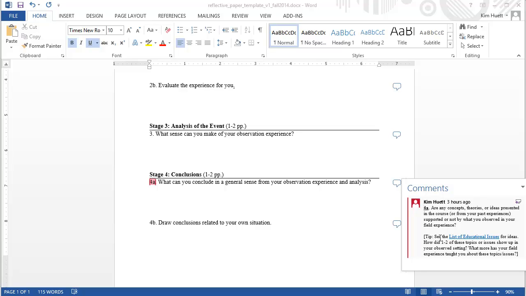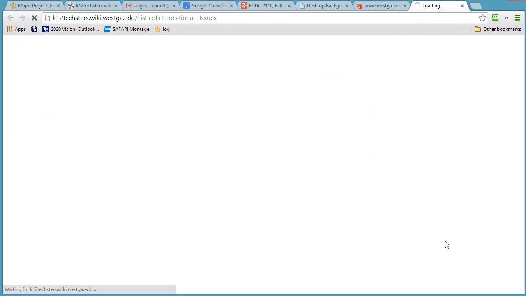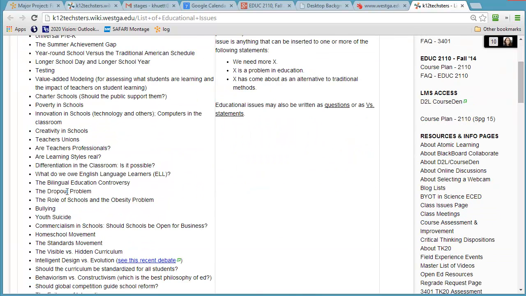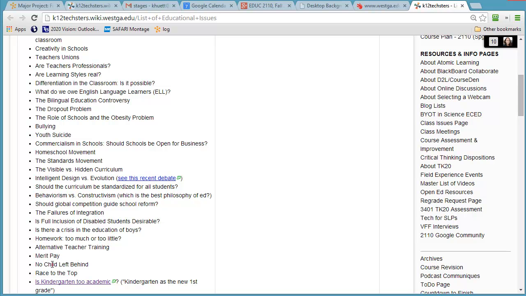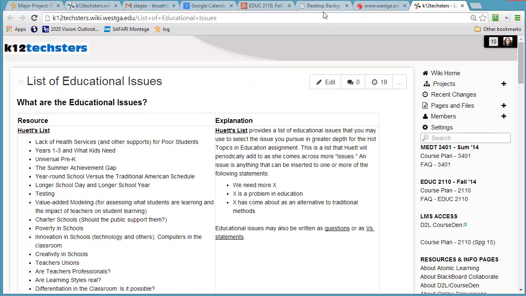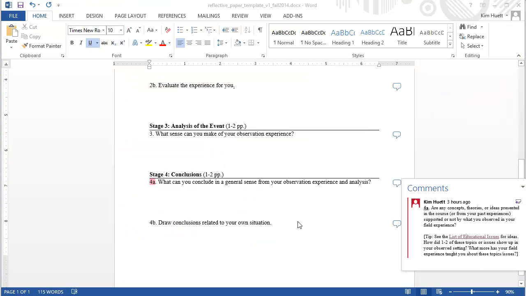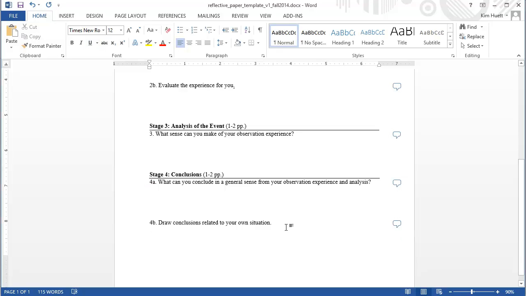And then I give you a tip to see the list of educational issues for ideas. Perhaps how did one or two of these topics or issues show up in your observed setting? What more has your field experience taught you about these topics or issues? So I'll give you a little hint there. I'll go ahead and open that and show you that list. So there's lots of lists, lots of things here: bilingual education, dropout problems, homeschool movement, No Child Left Behind. There's a lot of issues, like little small level issues that may bear in your paper. So try to make those connections. Okay, don't just expect me to make those connections for you.